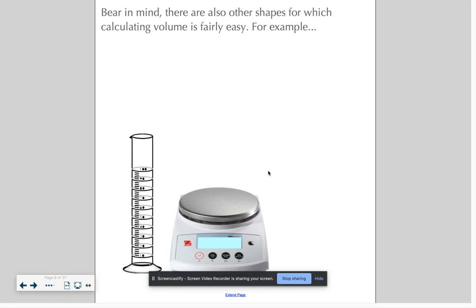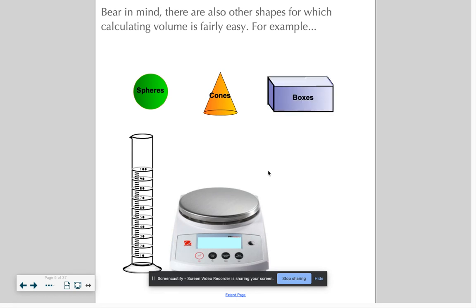I want you to remember that cubes are not the only thing for which determining volume is easy. There are other objects that are pretty straightforward, maybe a little more complicated than cubes, but not much more. For example, spheres. If you can determine the radius of a sphere, calculating its volume is pretty easy. Now remember, a sphere is a three-dimensional object. This is not a circle. This is like a ball. Cones are pretty easy to figure out volume. And boxes aren't too challenging either. In fact, boxes are as simple as cubes.